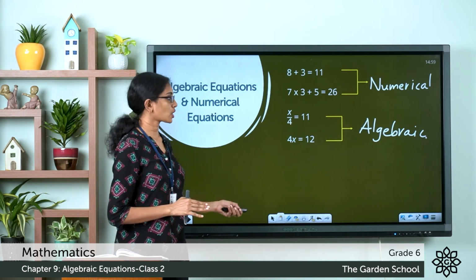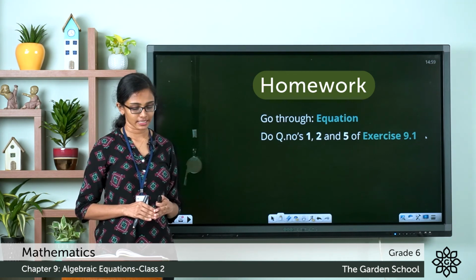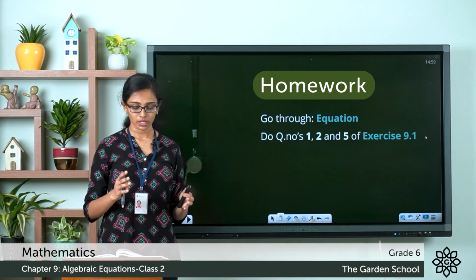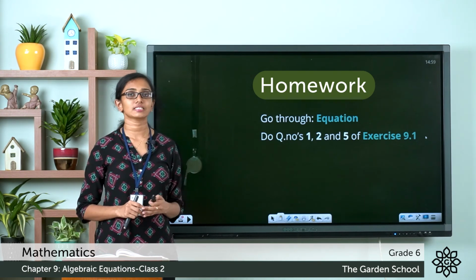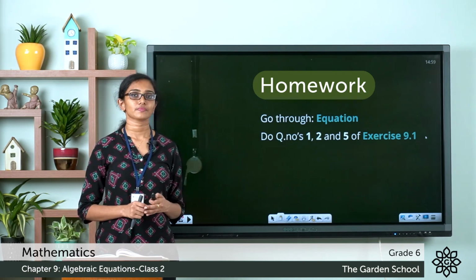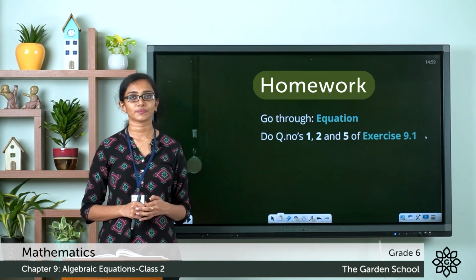You have to go through this topic, that is equation, which is given in page number 130. So once you have gone through the topic, you can work out the first, second and fifth questions of exercise 9.1. And once you are done with the answers, please take a picture and send us through Teams.